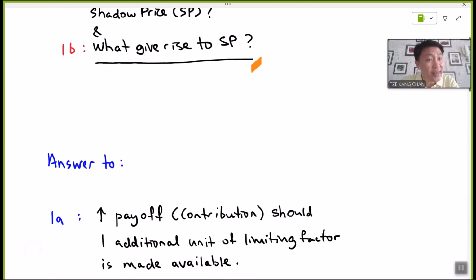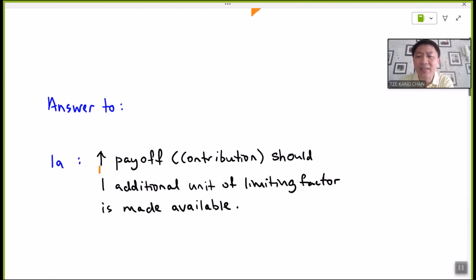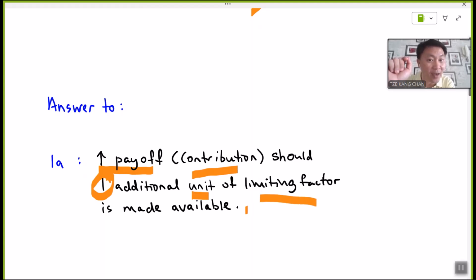So what exactly are shadow prices? And the answer is, they are represented by the change in the payoff. In particular, the increase in the payoff, measured by contribution, should one additional unit of such a limiting factor be made available to the business. That gives rise to the incremental contribution.